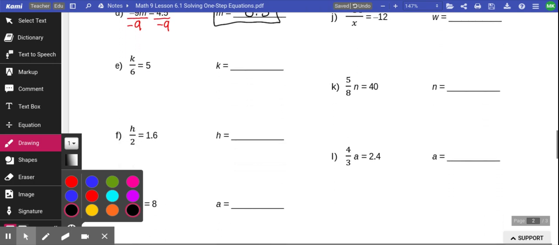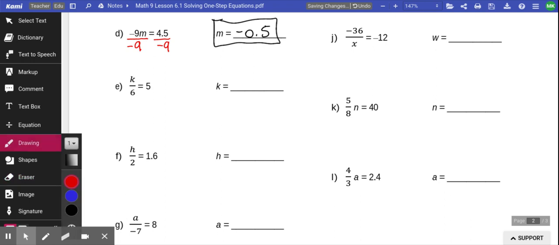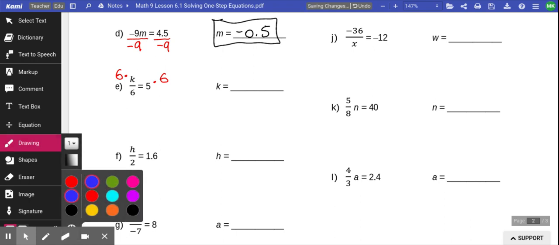Awesome. If you look at E, the way that E is written right now, that is K divided by 6 equals 5. So if I want to get the K by itself, I need to get rid of this divide by 6. The opposite of dividing is multiplying. So I need to multiply both sides by 6. On the left-hand side, those 6's would cancel out, and I would only have a K left over. And then 5 times 6 is 30, giving me an answer of K equals 30.